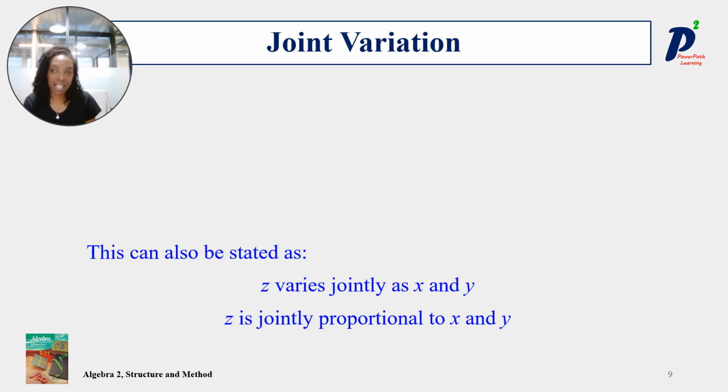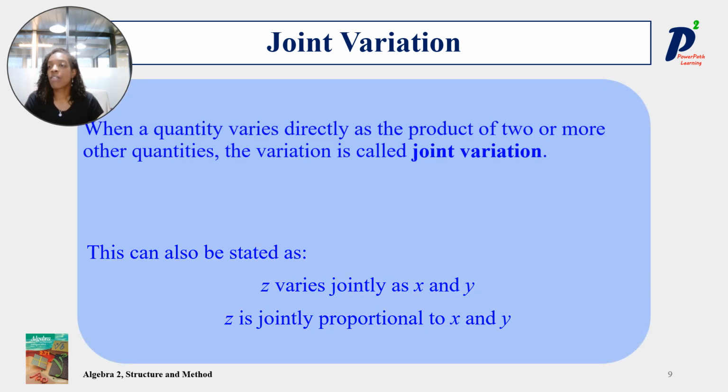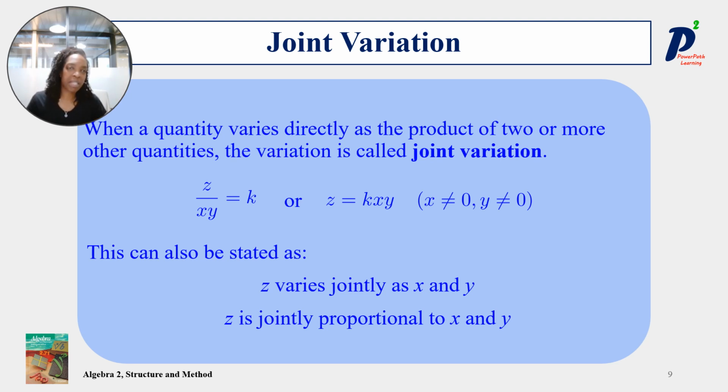When a quantity is linked as the product of two or more quantities, the variation is called a joint variation. The function can be written as z over xy equals k, or z equals k times x times y. That's the one we're probably going to use the most. This can also be stated as z varies jointly as x and y, and z is jointly proportional to x and to y. Let's do an example for some clarity.